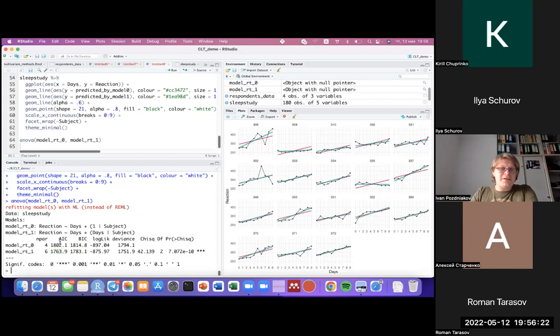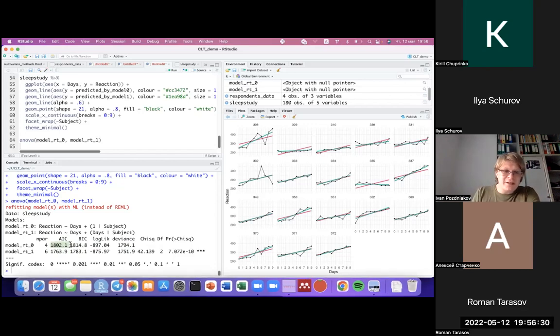So these numbers have absolutely no meaning outside of this data set. They're usually positive, but sometimes they can be even negative. And the lowest value you have, the better.